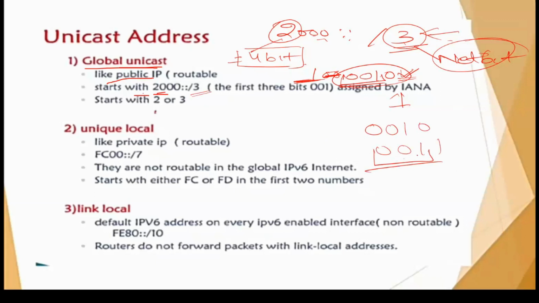Right. So if I convert this 0 0 1 1 into hexadecimal, what will it be? It will be 3.